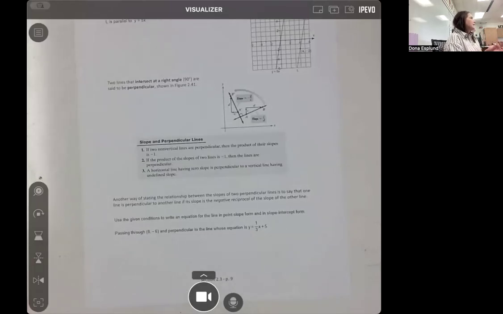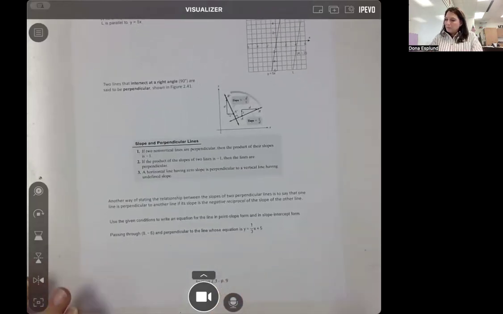So they say the negative, and then you have to flip it, which would be the reciprocal. So a negative reciprocal. If it starts positive, you have to change it to negative, and then you have to flip the fraction.